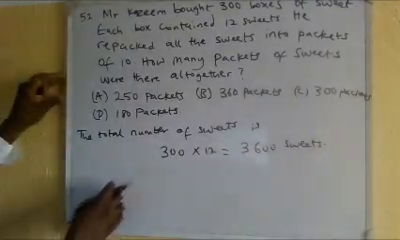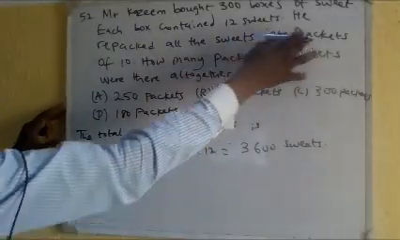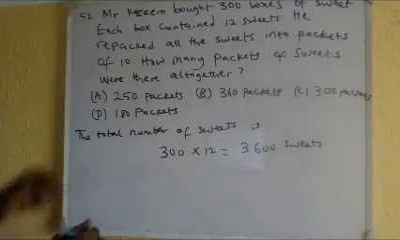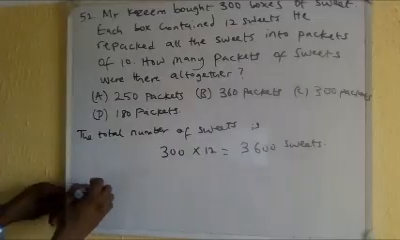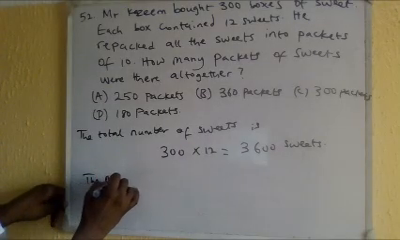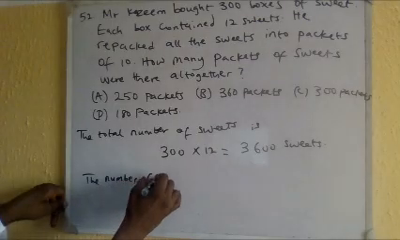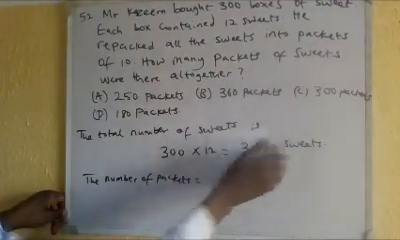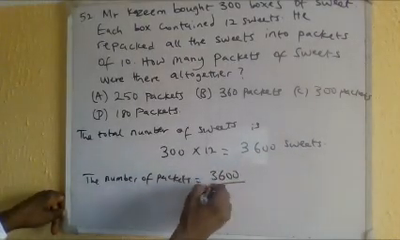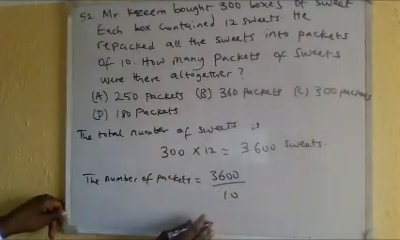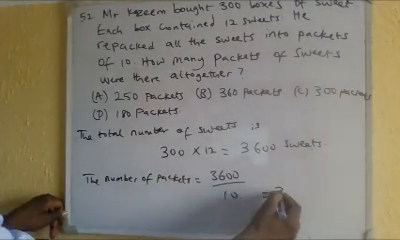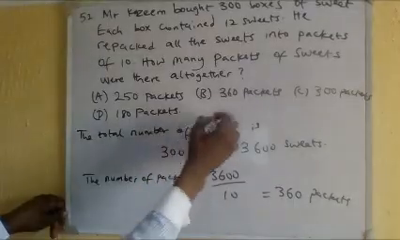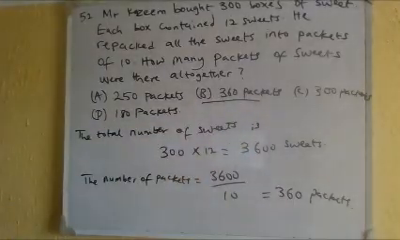So he now repacked them into packets of 10. So each packet has 10. So how many packets do we have? So I'll now say the number of packets is equals to the total number of sweets all over 10. So this will give you 360 packets. So the answer is B. Move on to the next question.